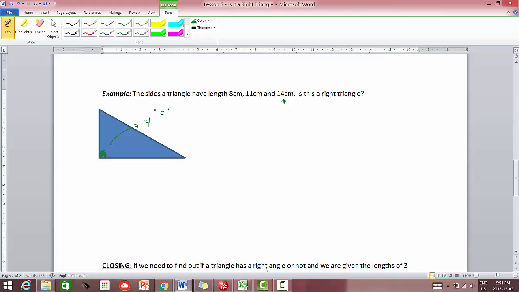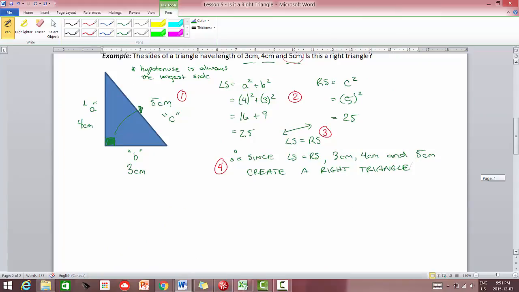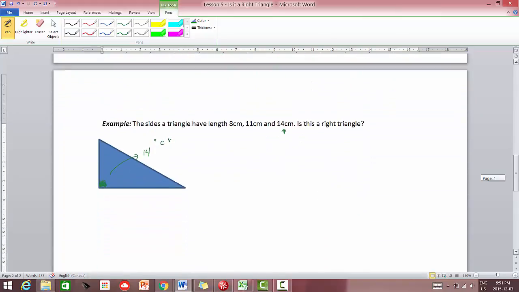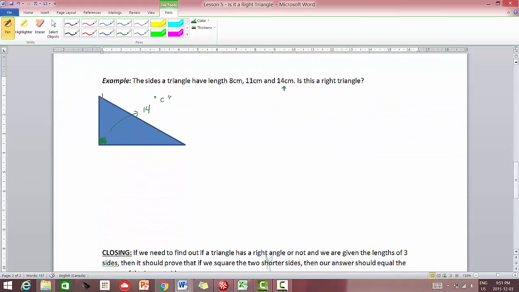Okay. Again, it doesn't really matter which side is a and which side is b. Up here we used a on the left and b on the bottom. So on this one, let's use a on the bottom and b on the side. We'll call b 8 because it's the smaller of the two numbers. We'll call this side 11 centimeters.